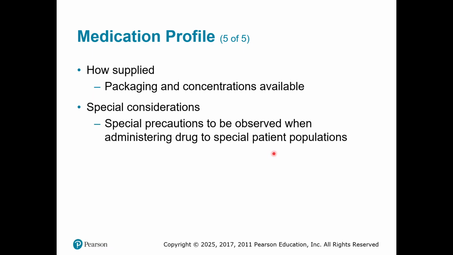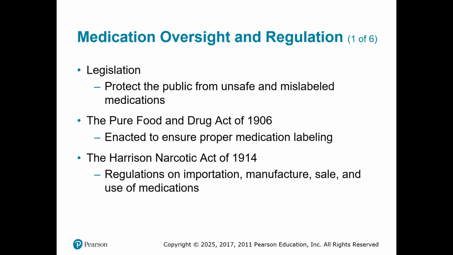What are the special considerations? Special precautions to be observed when administering drugs to special patient populations, right? Some of these drugs that we have, like we'll use morphine, for instance, the adult dose, 2 to 4 milligrams. 4 milligrams might be a lot for a patient who's 80 years old, right? So we need to worry a little bit about that in the elderly patients. 4 milligrams might be a lot for that 2-year-old, right? So in those special age population groups, we have to be familiar with that.